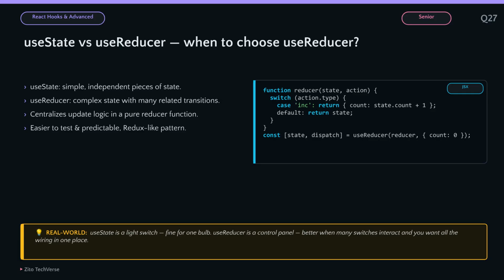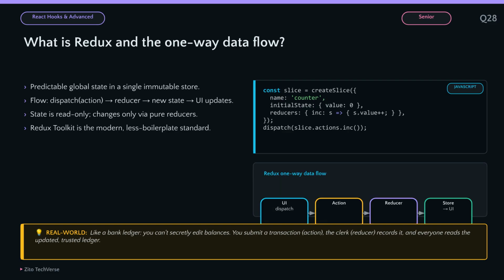Think of useState as a light switch, perfect for one bulb, and useReducer as a control panel, better when many switches interact and you want all the wiring in one organized place. What is Redux and the one-way data flow? Redux gives you predictable global state in a single immutable store, which shines in large apps with lots of shared state. The data flow is strictly one way.